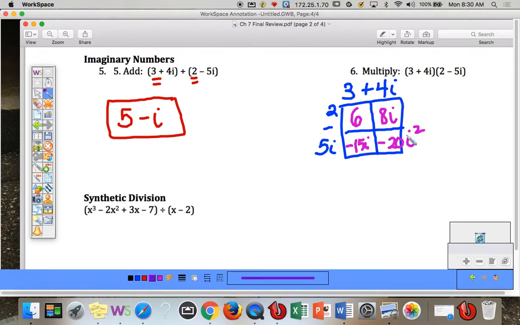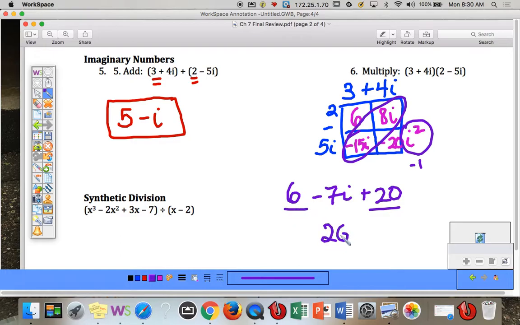Remember that i squared does equal negative 1. So we have 6, and we combine like terms here, minus 7i. Negative 20 times negative 1 is 20. Put your real numbers first, so we have 26 minus 7i.